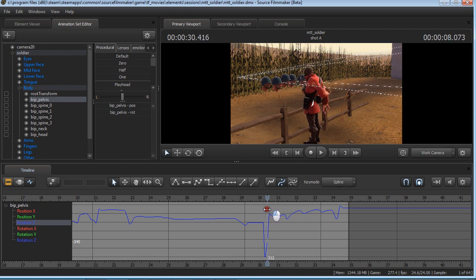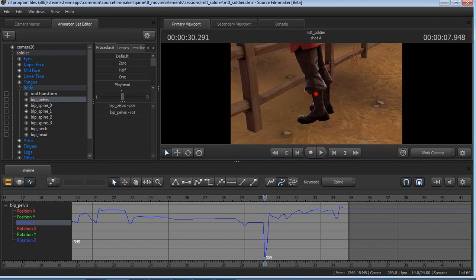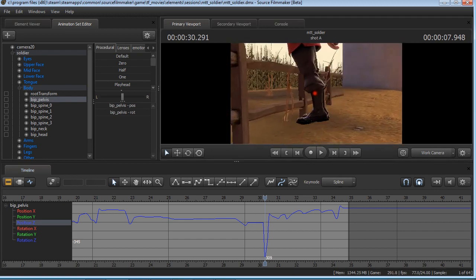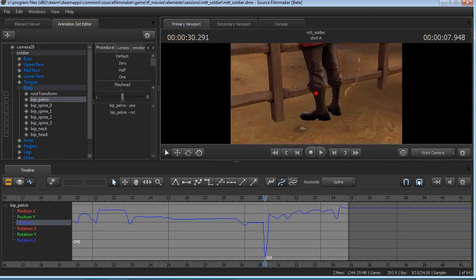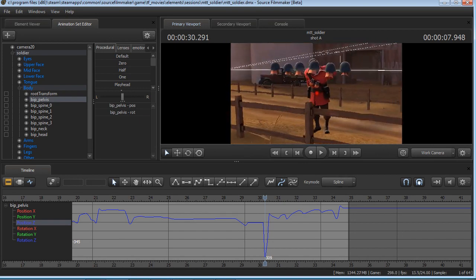Whenever the soldier might bend his knees, he just gets down with the pelvis. So if I was to animate this, I could put an IK rig on here and keep his feet planted. Also, you'll notice that he is totally off the ground here. He is nowhere near the ground. And the reason for that, I imagine, I have no idea. I guess they just didn't need to.